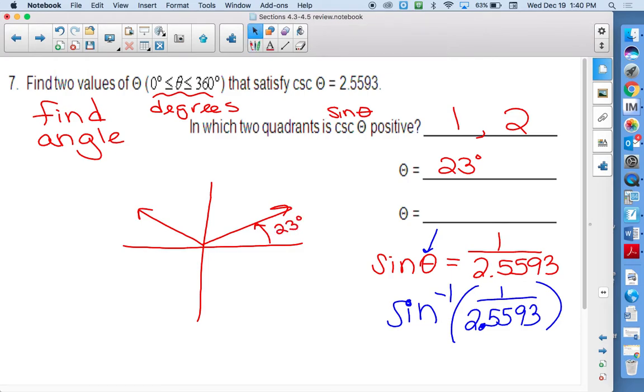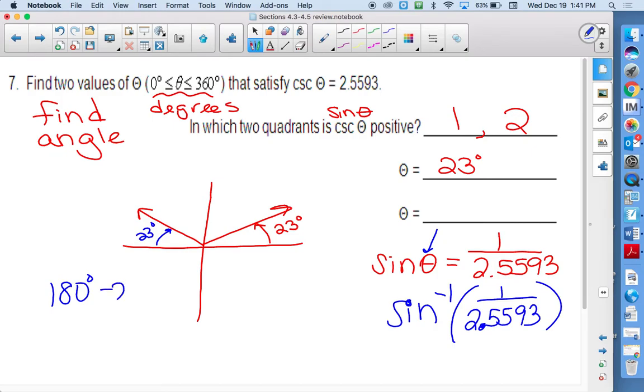So there's my 23 degree angle, but we want that angle also in the second quadrant, which means this angle right here is also 23 degrees. So anybody know how we'd find that angle in the second quadrant? Sabrina? You do 180 minus 23. Yeah, because it has to be less than 180 to be in the second quadrant by the 23 degrees. That's the amount that needs to be less than 180. And Sabrina, that makes 157.